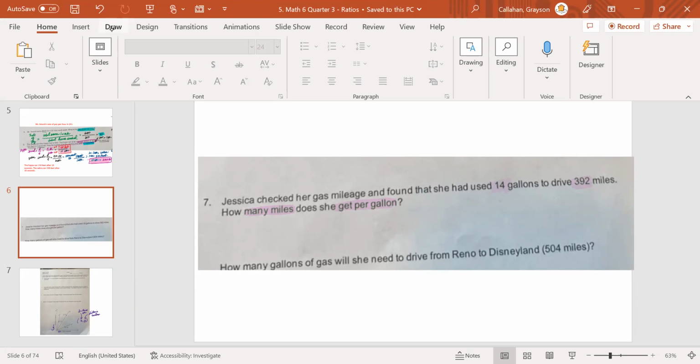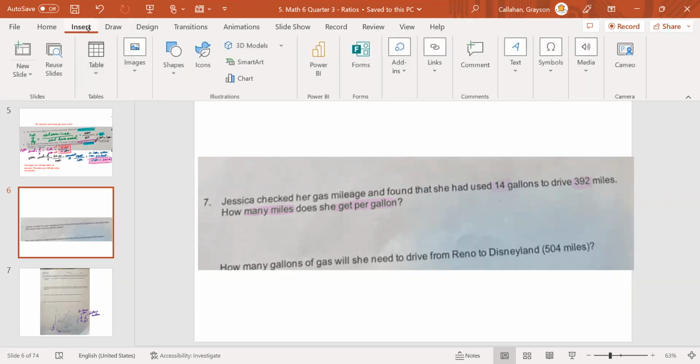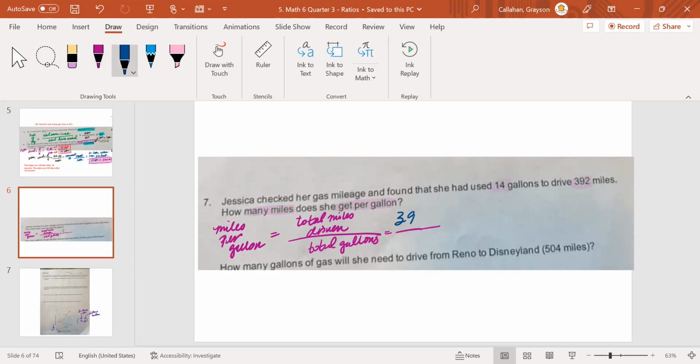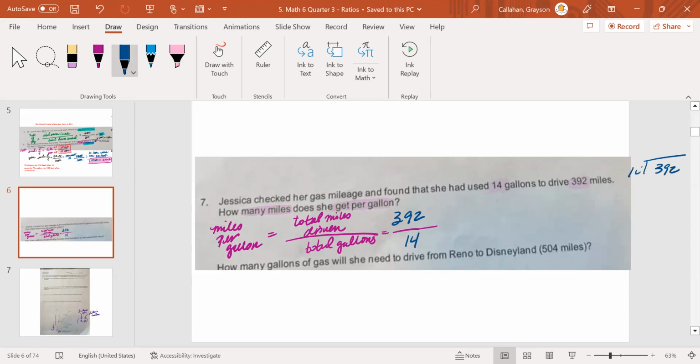So she drove 392 miles, and it's asking how many miles does she get per gallon? So this is how you work it. Miles per gallon equals total miles driven divided by total gallons. How many miles did she drive total? How many gallons did she use? So on the side, 392 divided by 14.